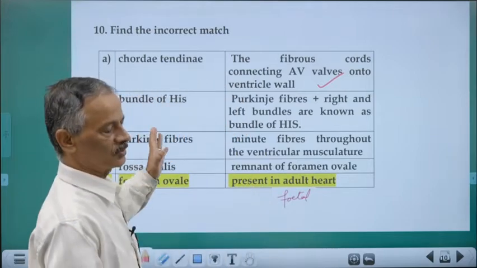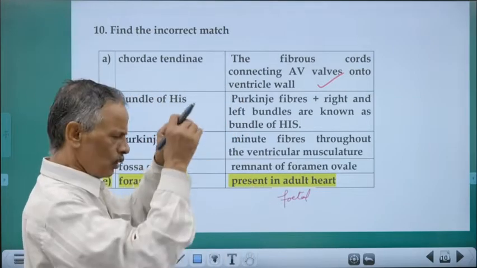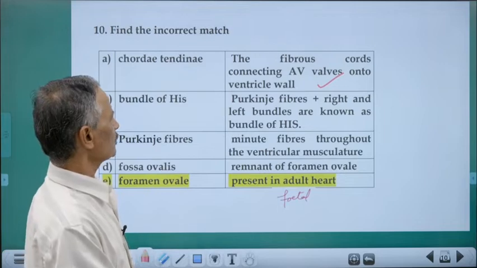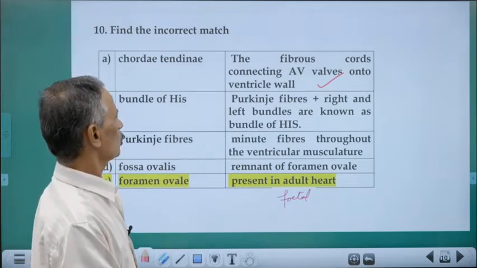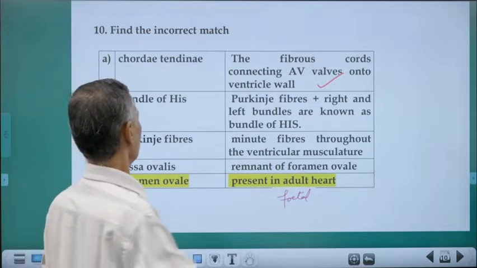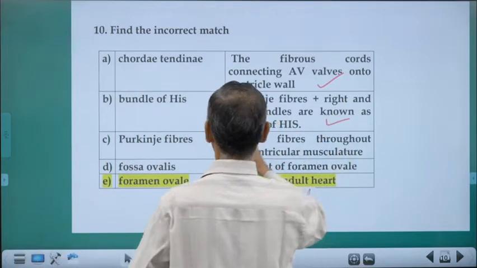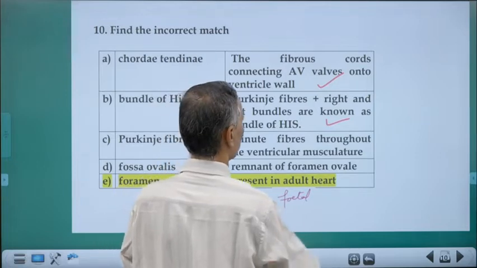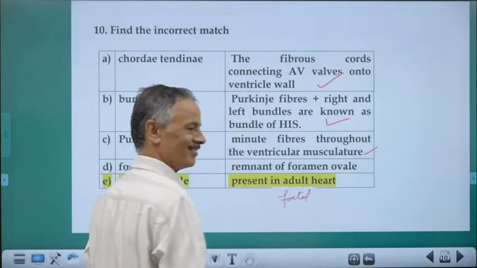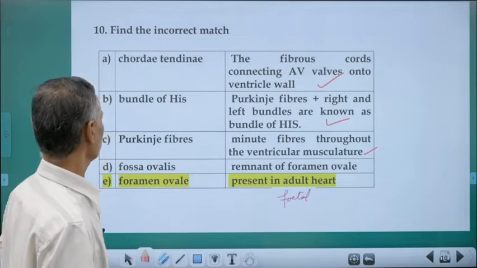Bundle of His, two bundles of the conducting system. Purkinje fibers, right and left bundle, together known as the bundle of His, correct? Purkinje fibers, minute fibers, correct? Throughout the ventricular musculature, which is branching, correct?